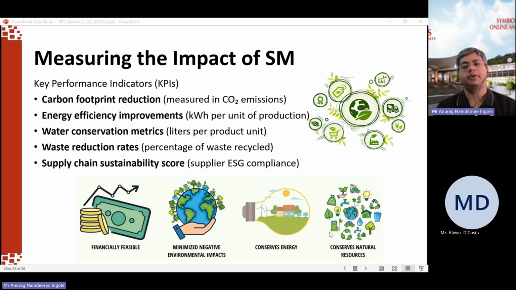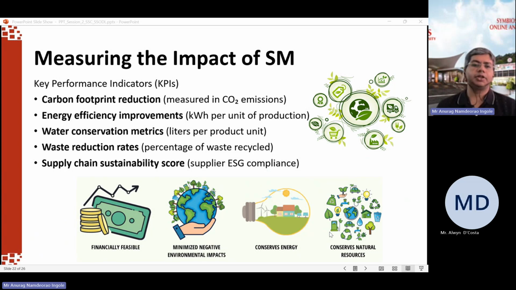Waste reduction rates. So percentage of waste recycled. In terms of absolute weight, you can measure the amount of waste that you have generated today. And if you implement some kind of sustainability initiative, what is the reduction in that weight? You can measure that in terms of absolute weight or in terms of percentage, right? So those are also some KPIs you can think of and start implementing in your operations.